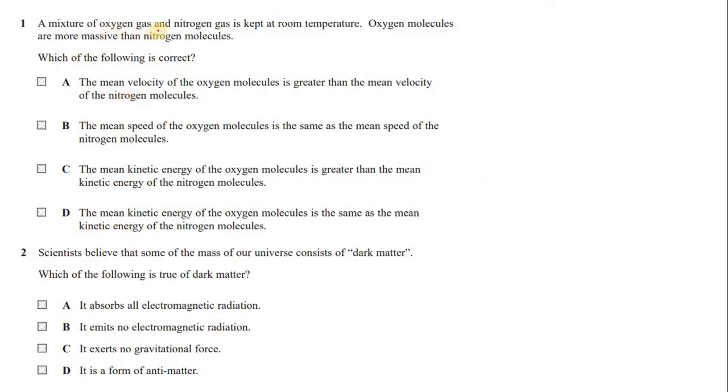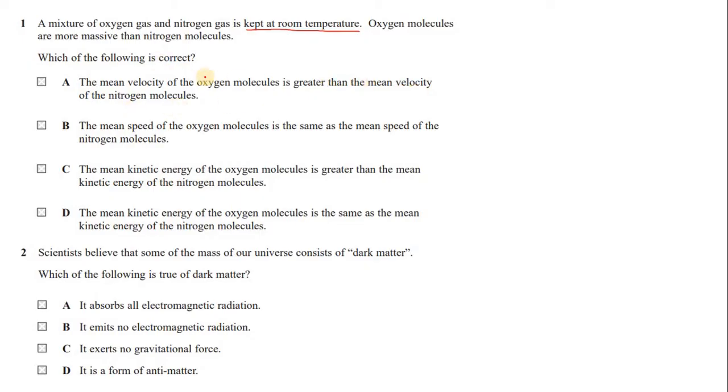A mixture of oxygen gas and nitrogen gas is kept at room temperature. Oxygen molecules are more massive than the nitrogen molecule. So they have the same temperature. Temperatures are the same, but masses of course are different. Oxygen molecules are more massive. Which of the following is correct? The mean velocity of the oxygen molecule is greater than the mean velocity.